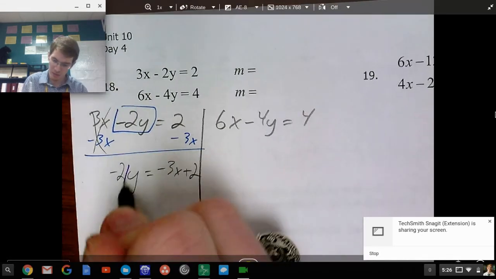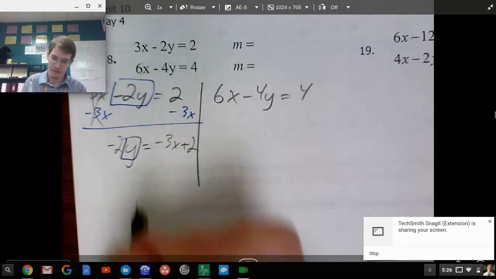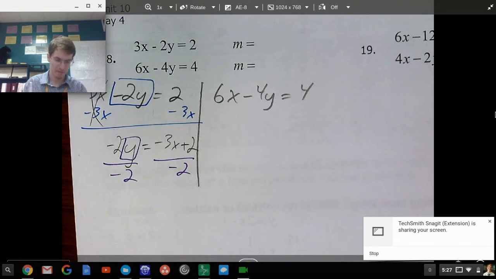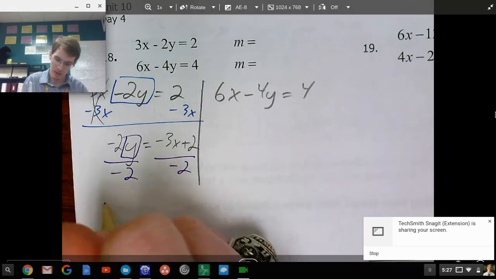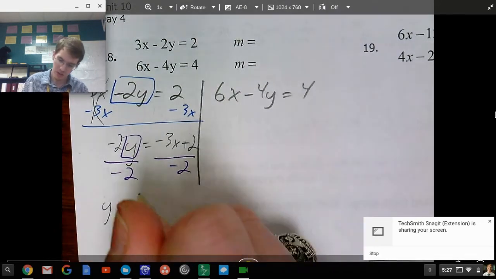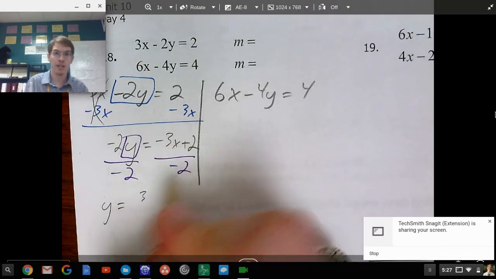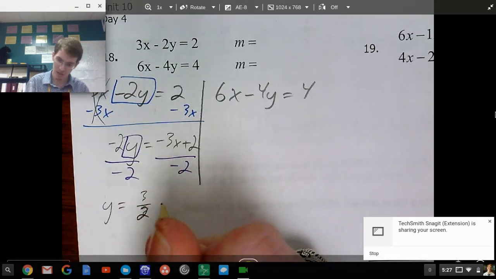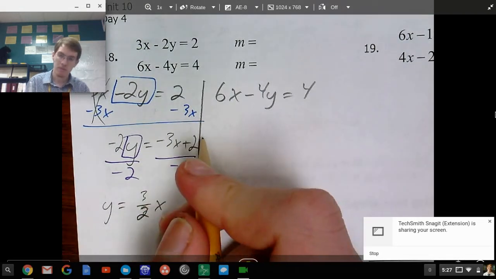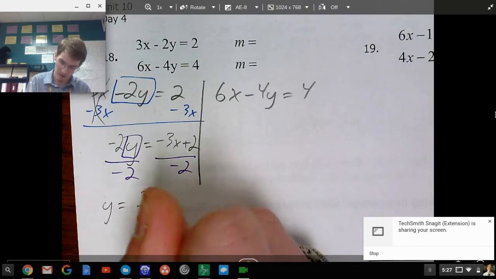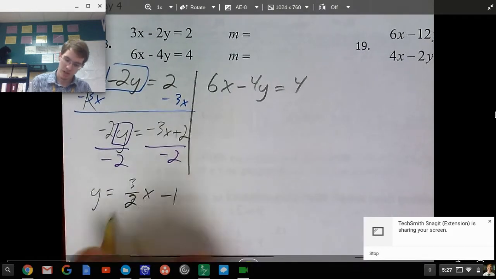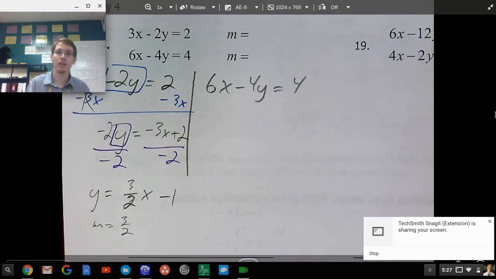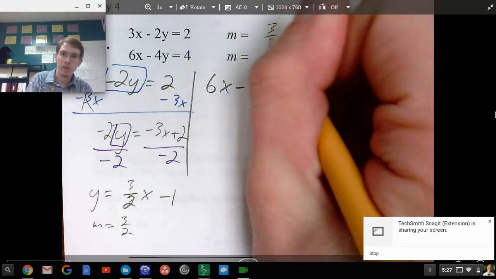Okay, y is still not by itself. So I'm going to divide by negative 2. Divide everything by negative 2, actually. And so I get y equals, so that's going to be a 3, negative divided by negative is positive. So positive 3 over 2 x. And then positive divided by negative is negative, so negative 1, minus 1. So the slope of this one is 3 over 2. So I'm going to just go and write that up there, 3 over 2.